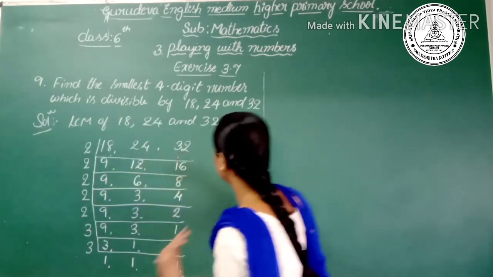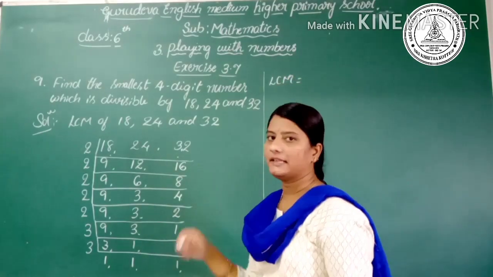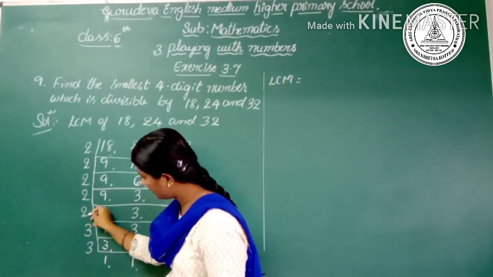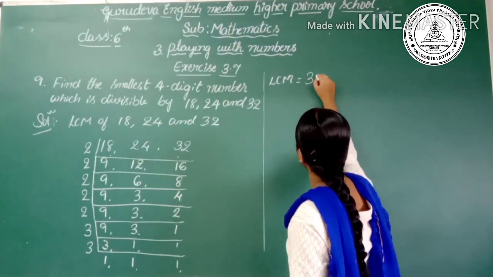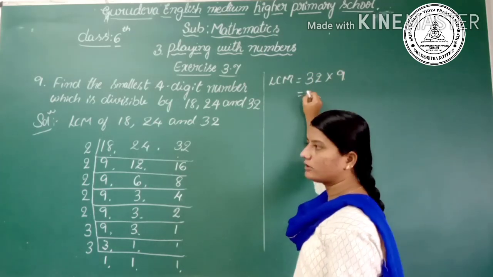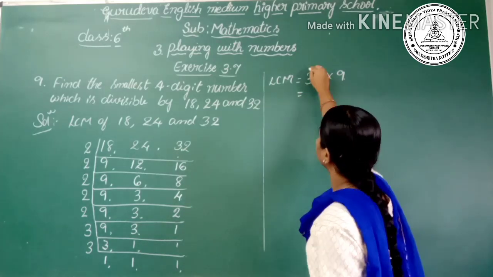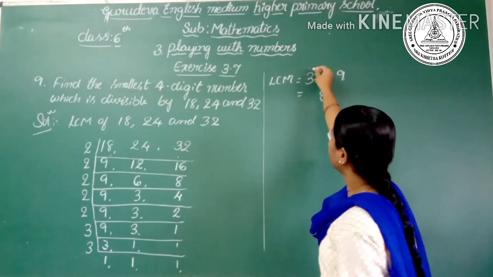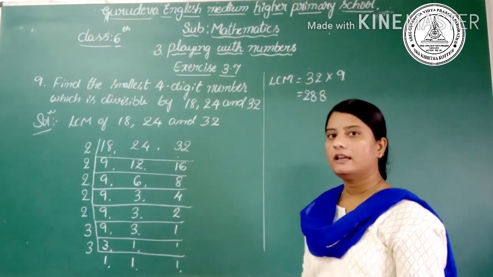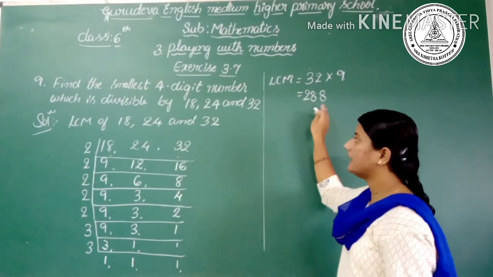LCM is equal to, what is the LCM here? Multiply and write it here. 2 twos are 4, 4 twos are 8, 8 twos are 16, 16 twos are 32. So 32 into 3 3s is 9. What is the product of 32 and 9? 9 2s are 18, carry 1. 9 3s are 27, 27 plus 1 is 28. So 288. The LCM of these three numbers is 288.